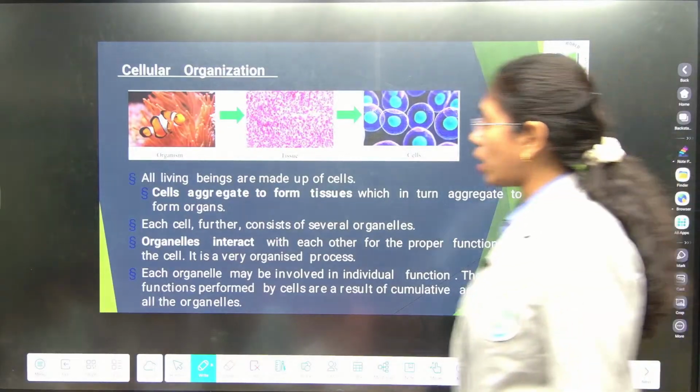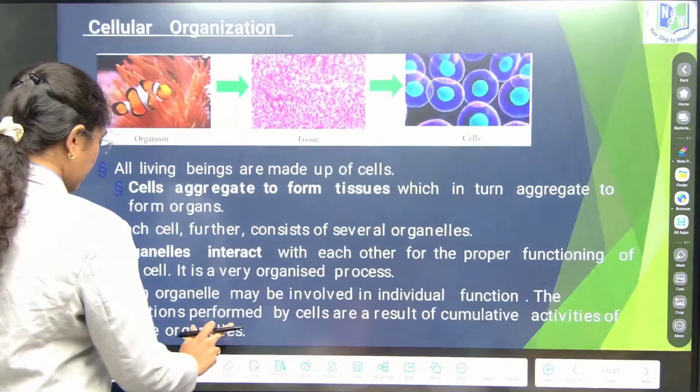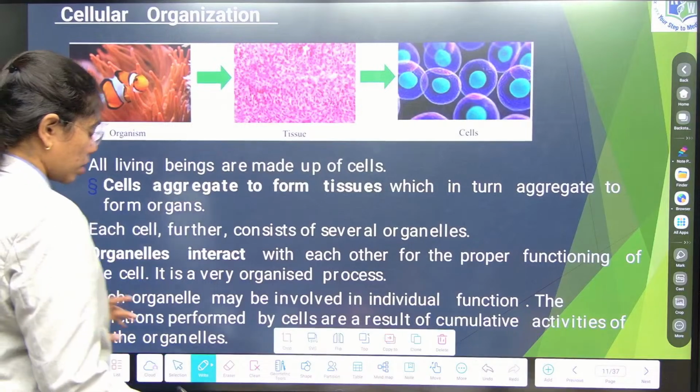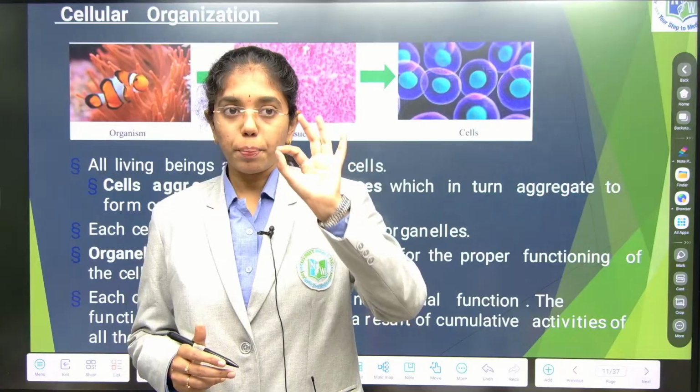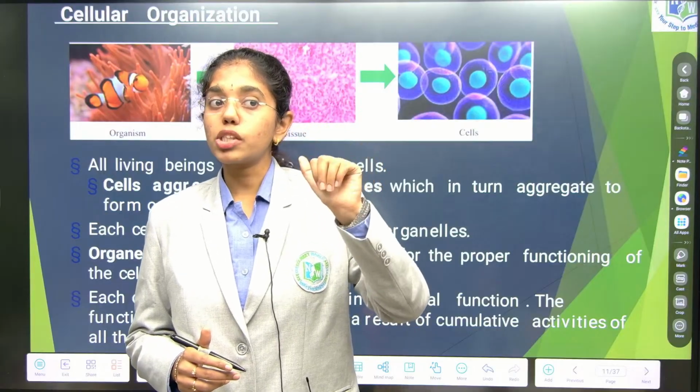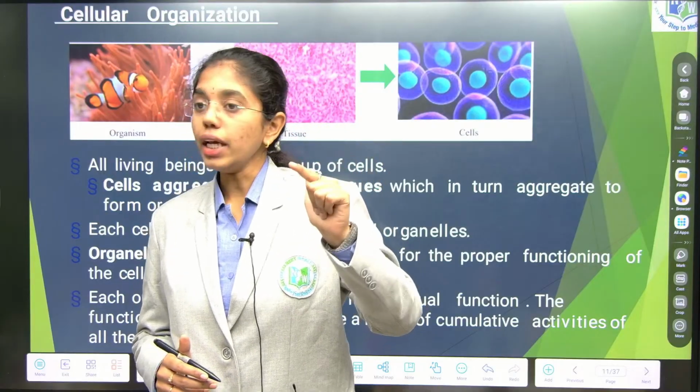Next is cellular organization. Apart from content, listen, what is cellular organization? In cell biology, we have learned cell is the only unit, primary unit, which is both structurally and functionally independent.